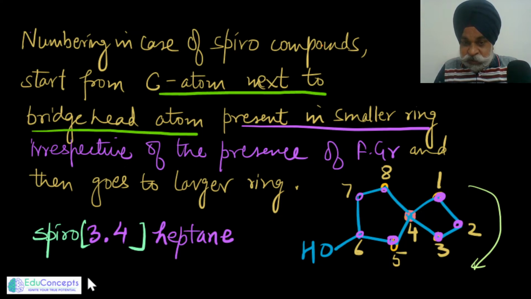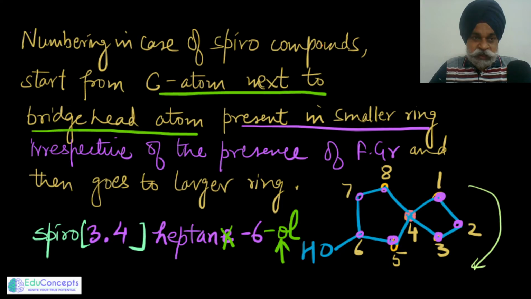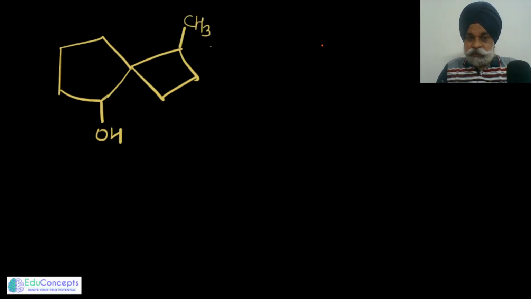But on the 6th position, you have the presence of ol, that is the alcohol. The suffix of the OH starts with the vowel O, so this E gets omitted. So the name of this compound becomes Spiro[3.4]heptan-6-ol. Not very difficult, very easy. Let us take one more example.